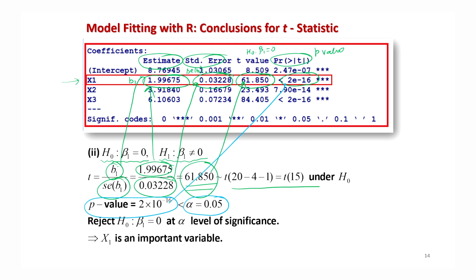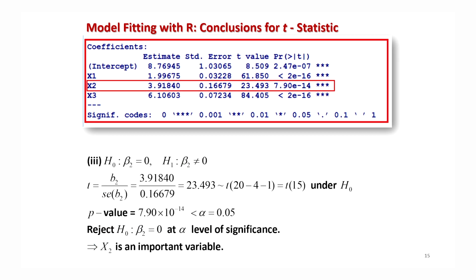So once again I can conclude that since p value is less than alpha, reject H naught, beta 1 equal to 0, at alpha level of significance. Hence x1 is an important variable. So the number of hours of study is going to affect the marks significantly. That is our conclusion now.